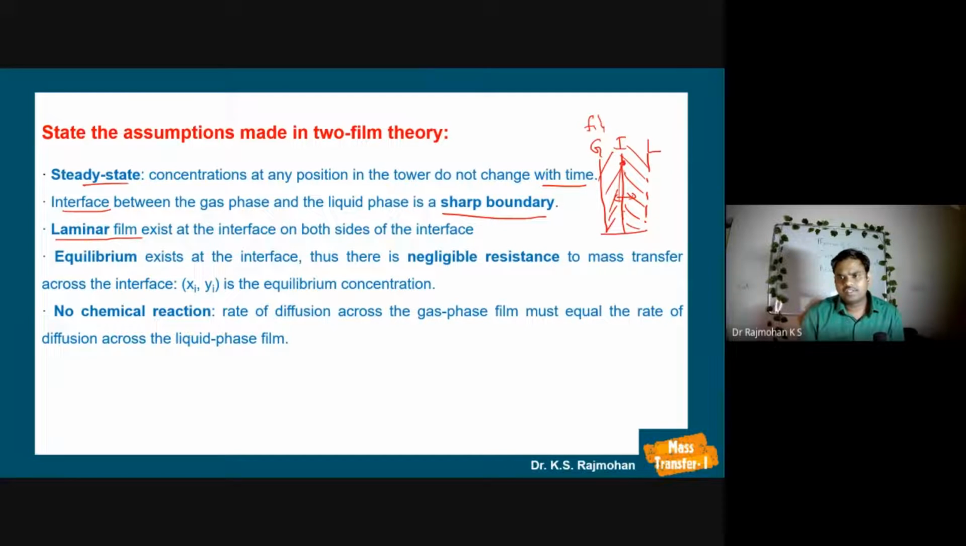And at the interface, whatever is the concentration at the interface, YAI and XAI, they are in equilibrium with each other. That is another assumption. And there is no chemical reaction taking place at the interface. So the rate of diffusion across the gas phase film must be equal to the rate of diffusion across the liquid film. Obviously there is a flux here and a flux there. So at steady state, the flux of A in the gas film should be equal to the flux of A in the liquid film. So the driving force and mass transfer coefficient will be accordingly defined.